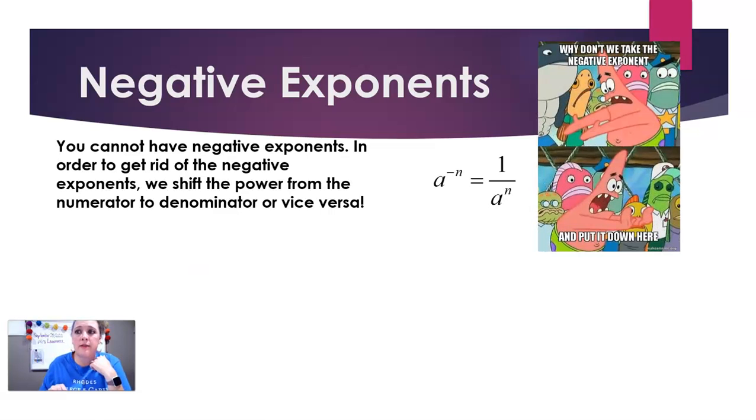So let's look at one. So yeah, Patrick's telling us that, right? We just take the negative exponent and we put it down at the bottom. Thank you, Patrick. That is helpful. So let's look at an example.